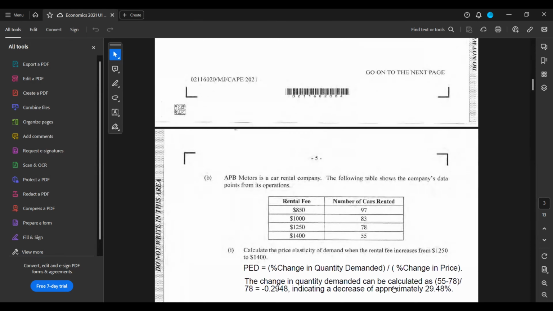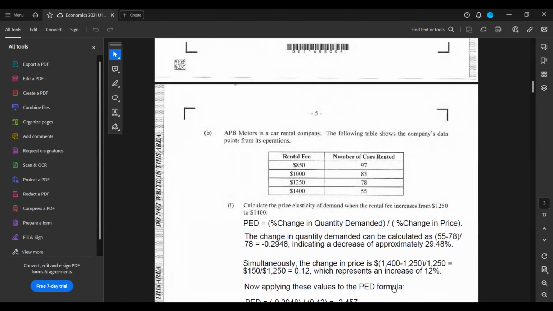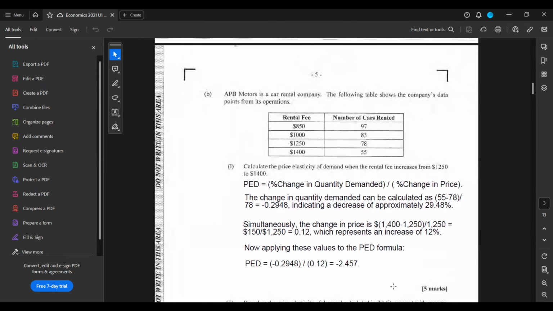Therefore, the change in quantity demanded can be calculated as 55 minus 78 divided by 78, which is equal to negative 0.2948, indicating a decrease of approximately 29.48%. Simultaneously, the change in price is 1,400 minus 1,250 divided by 1,250, which gives us an answer of 0.12, which represents an increase of 12%. Now, applying these values to the PED formula gives us an answer of negative 2.457.